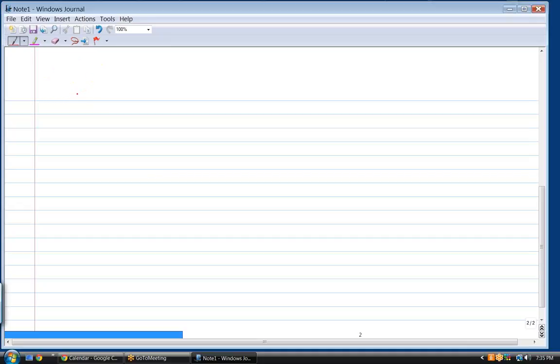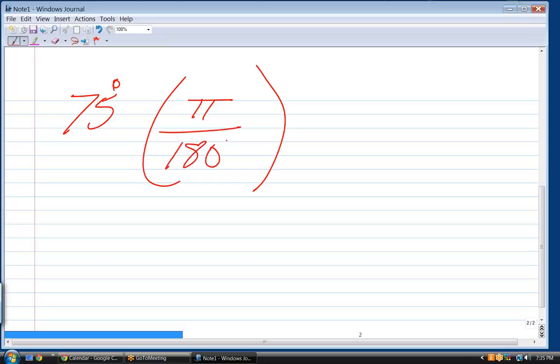Okay. So the next one's 75 degrees. What am I going to multiply by? Multiply by pi over 180 degrees. And then the degrees cancel out. And then it's 75 divided by 180.